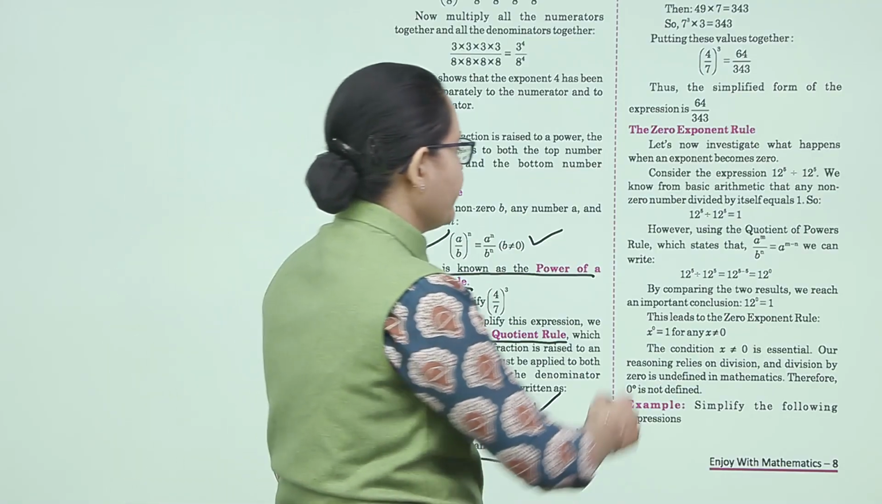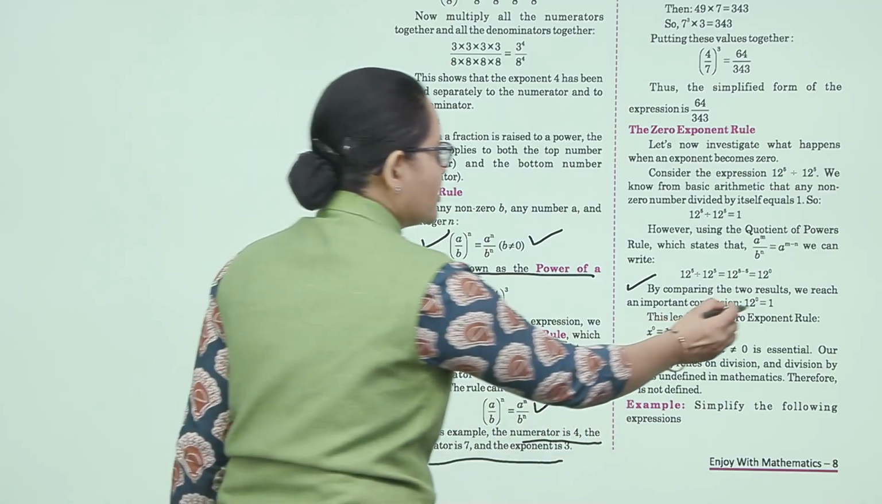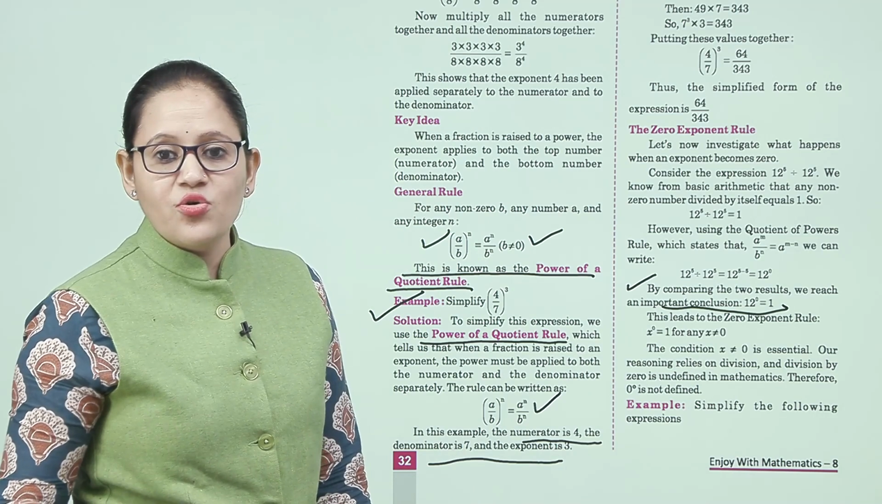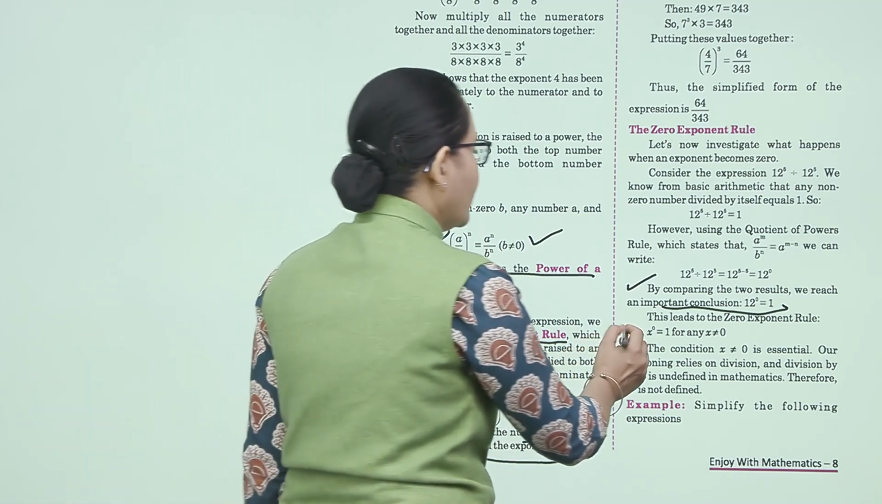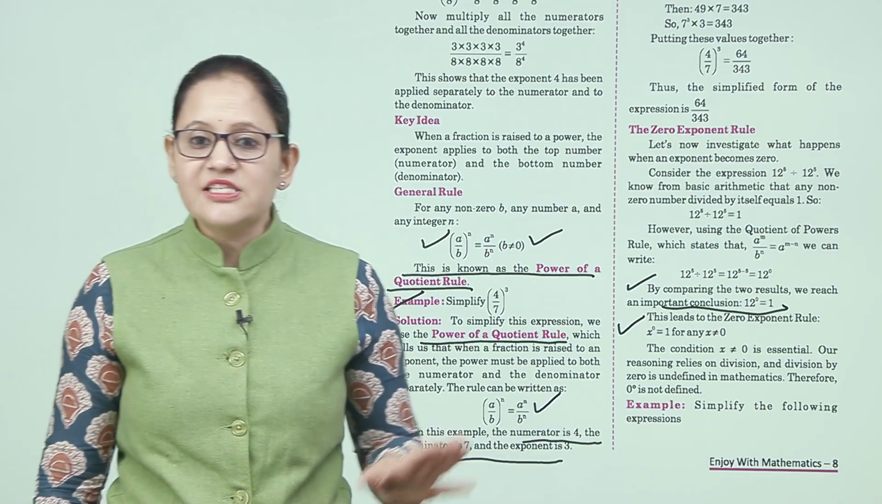Now, by comparing the two results, we will reach an important conclusion. 12^0 is equal to 1. That leads to the zero exponent rule: x^0 equals 1, where x is not equal to 0.